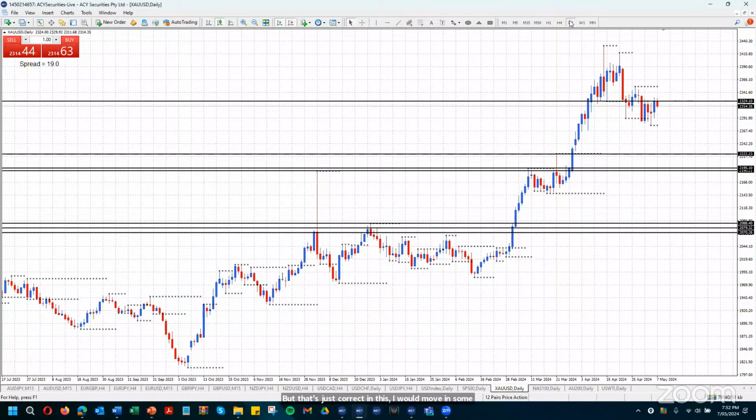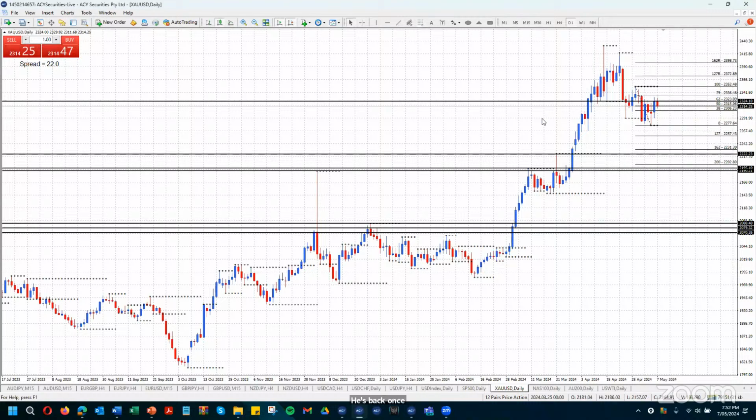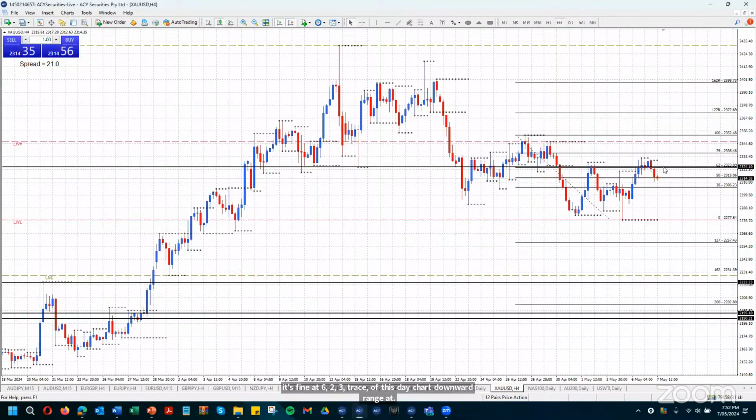The daily trend is down. It's back once more, hitting that resistance there that I discussed over the last couple of weeks. Today and yesterday, it's flying at 62% retracement of this day chart downward range at old support. So that is most definitely the level to watch, 23.24 to be resistance. It could well come back up again today. Quite clearly, we're failing there, struggling there. So that's the area to watch for a sell to move downwards.